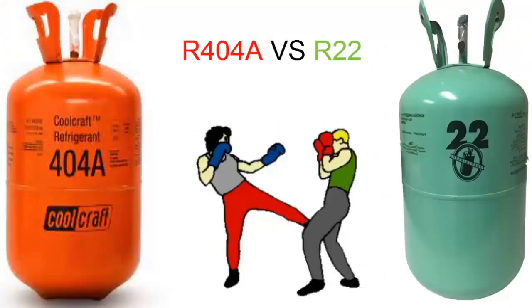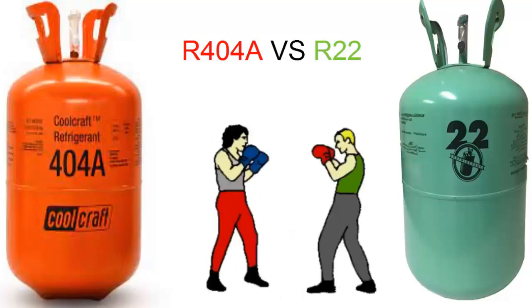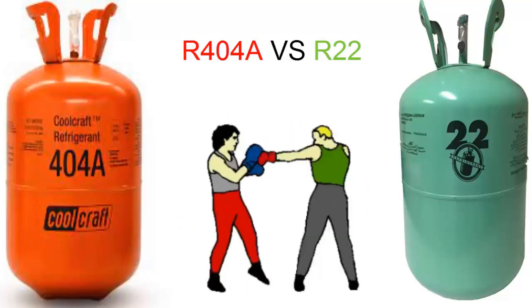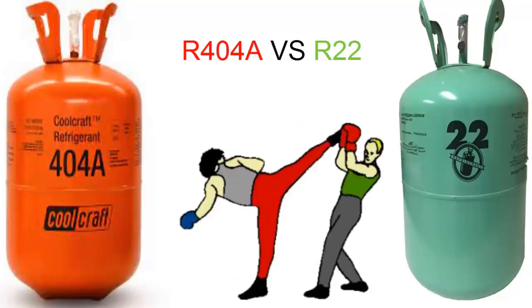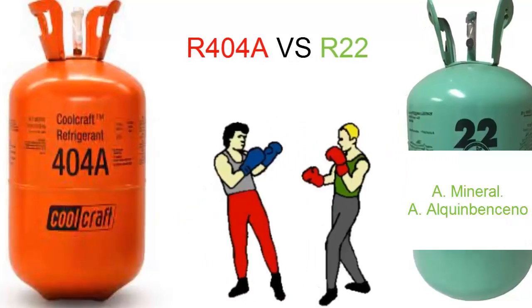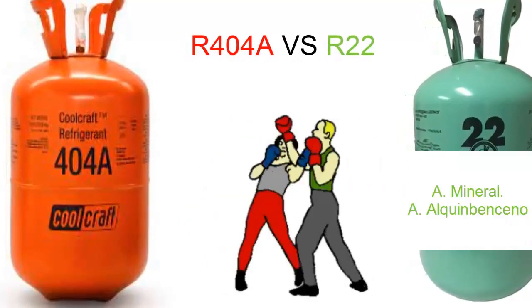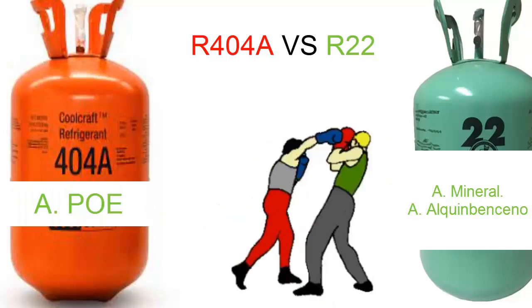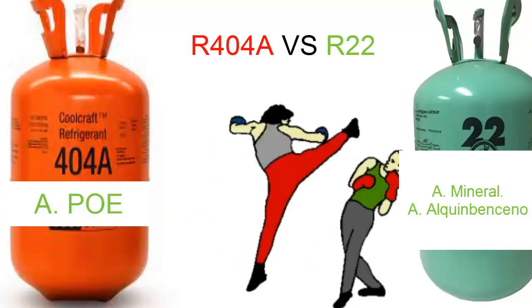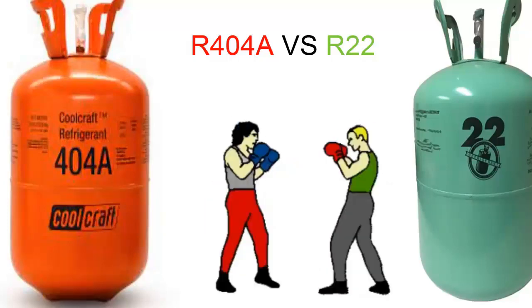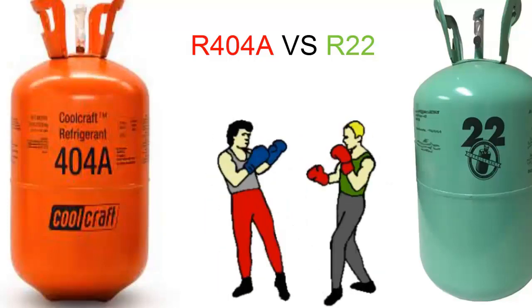Another significant difference between the two gases is their compatibility with different types of oil. R22 is compatible with mineral oil and alkylbenzene, but not with POE oil. On the other hand, the refrigerant gas R404A is only compatible with POE oil. Although R404A and R22 have similar cooling performance, there are still many differences between them in real-world use.